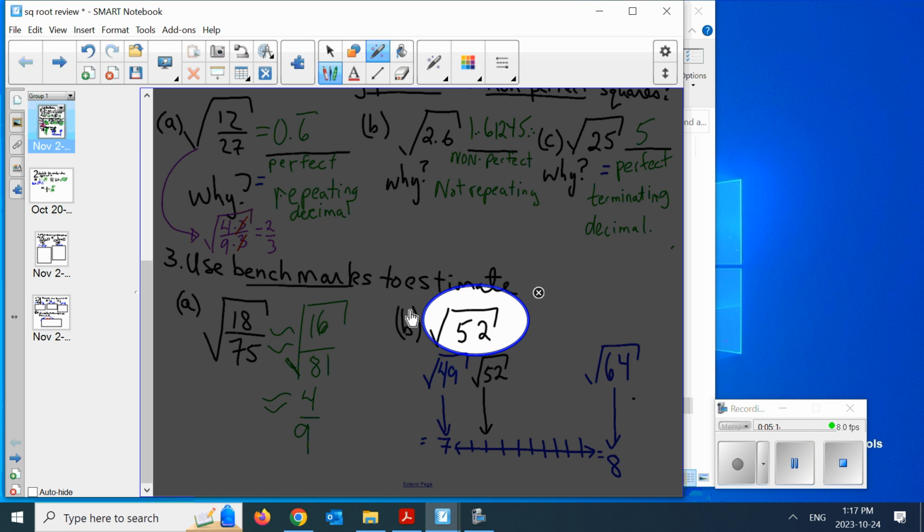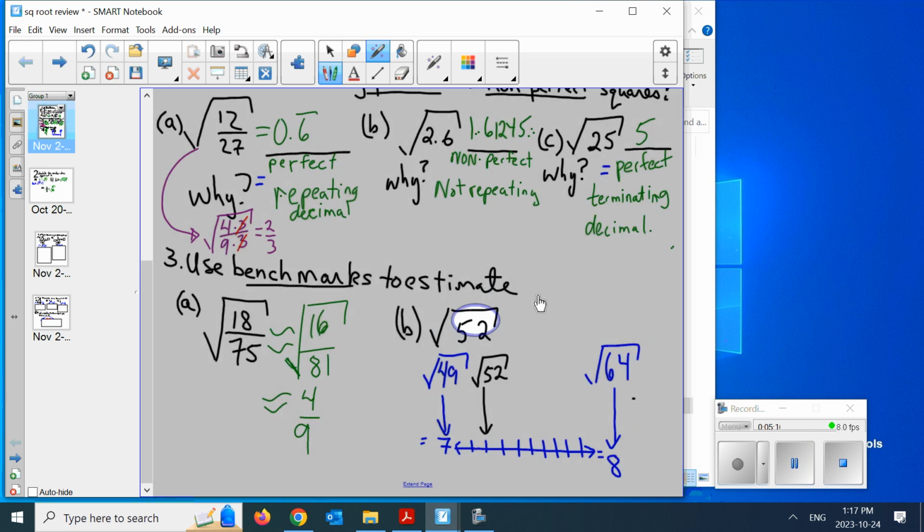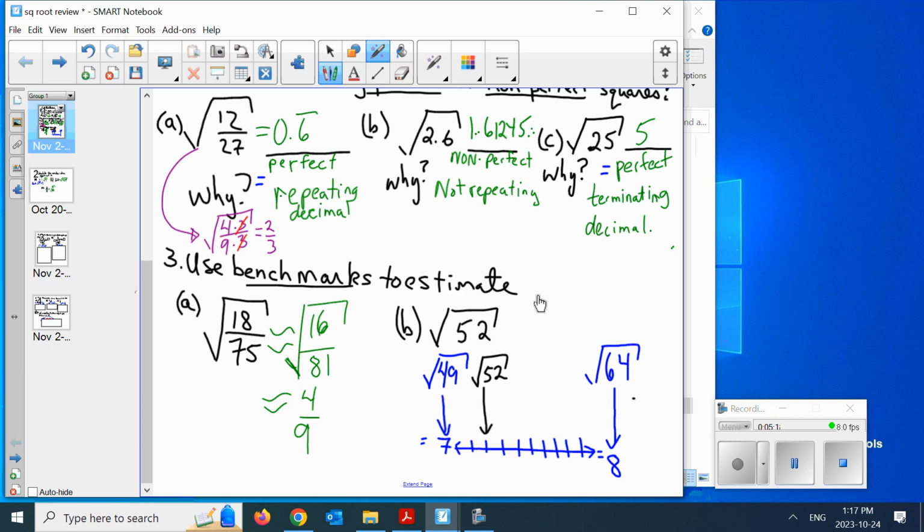Okay, square root of 52. You can already see I've started it, so I didn't erase it. What squares is 52 in between? It's in between 49 and 64. And you place it on the number line where it's closer to, right? It's closer to 49 than it is to 64.